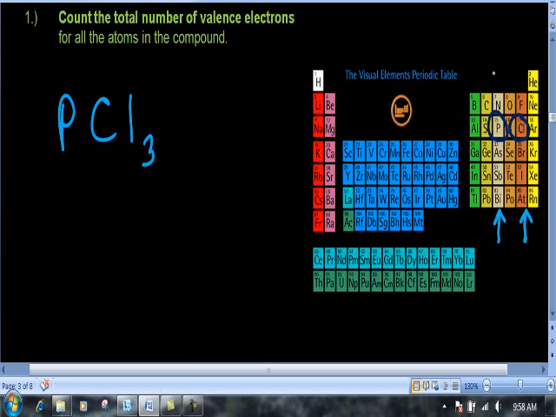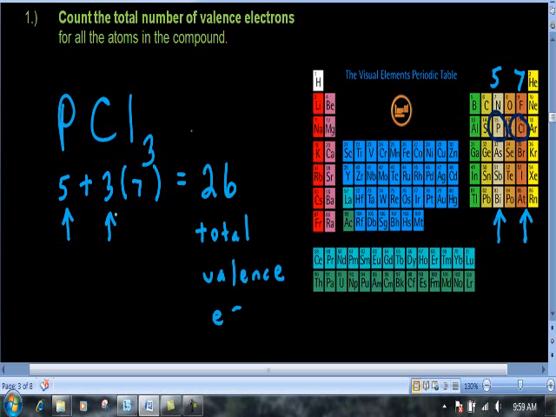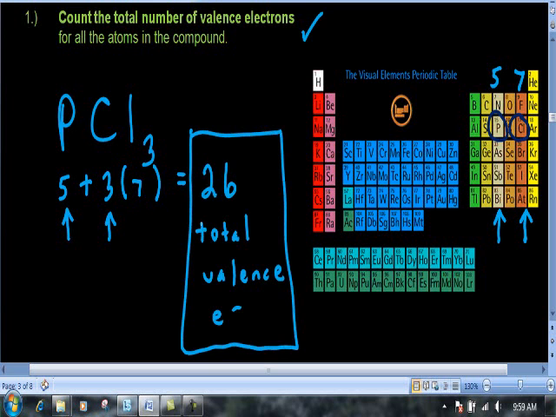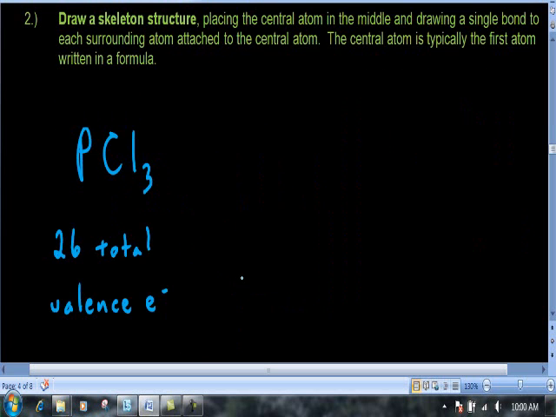Find the column that phosphorus is in. The column indicates phosphorus is going to have 5 valence electrons. Chlorine is 2 columns over. Each chlorine atom will have 7 valence electrons. We have 5 valence electrons for phosphorus. Because there's 3 chlorine atoms in our structure, we're going to multiply the number of electrons in chlorine times 3. This gives our compound of phosphorus trichloride 26 total valence electrons. Check, we're done with our first step in the Lewis structure guidelines.